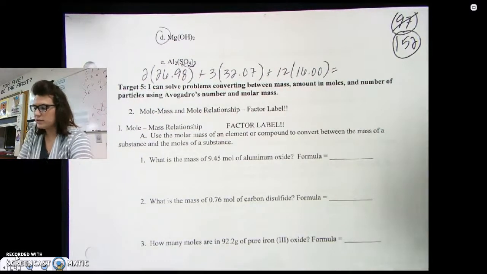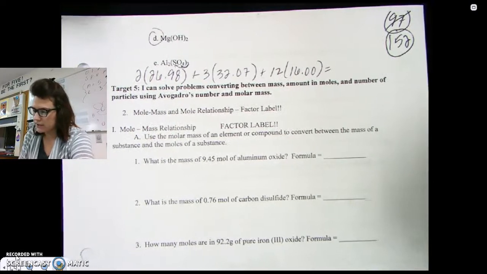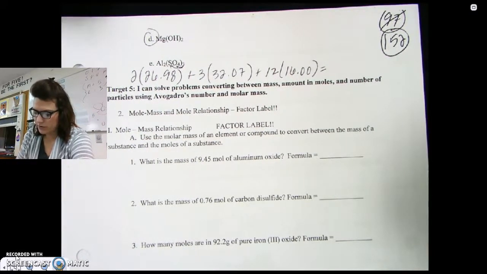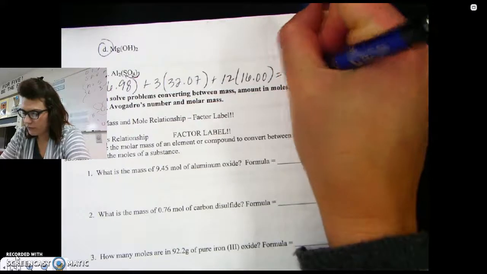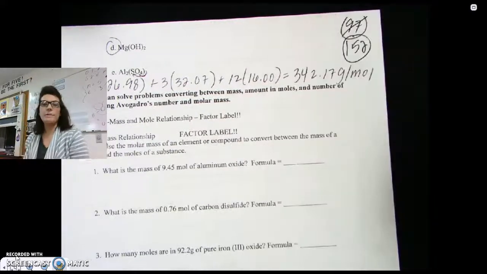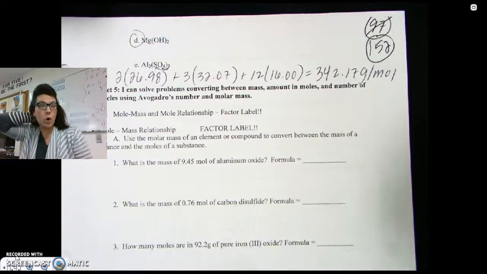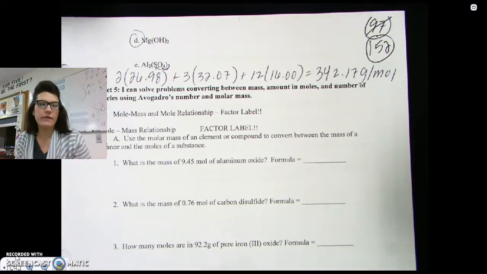Okay, so if I do all this math, I'm going to do 2 times 26.98 plus 3 times 32.07 plus 12 times 16, I'm going to get 342.17 grams per mole. Okay, and that's how you calculate molar mass. Molar mass is just how much it weighs on the periodic table, and then we add them all together, especially if I have a compound.